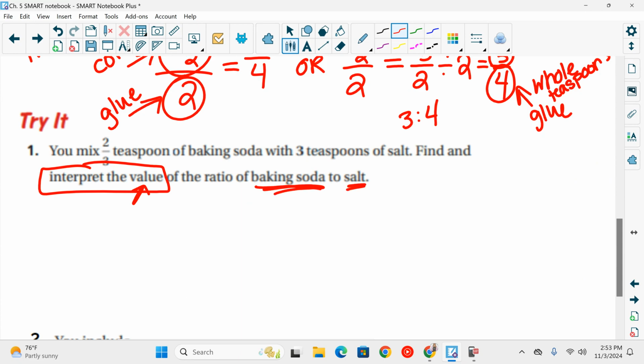Remember, order is really important. So if they want baking soda first, then we've got to put baking soda first. Interpret the value means it's going to want it in a fraction form. So I'm going to put it in a fraction form, with baking soda on top and salt on the bottom. So I've got 2/3 of baking soda to 3 teaspoons of salt. And I'm going to find the value.